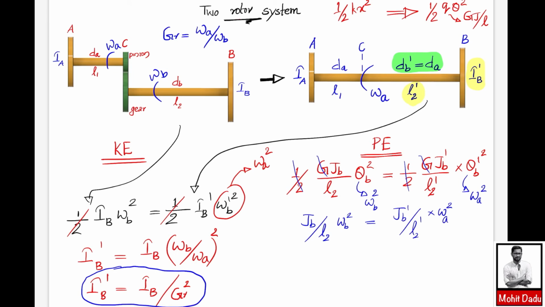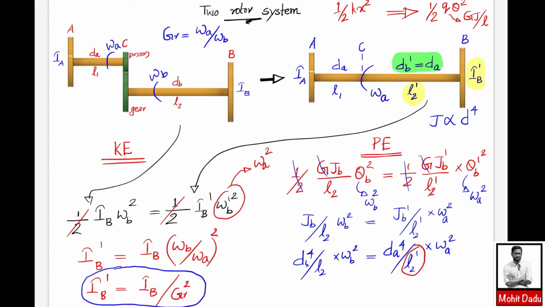And you are knowing that this J is actually pi d raised to 4 by 32. So J is directly proportional to the diameter raised to 4. So this J_B will be becoming d_B raised to 4 divided by L2 into omega_B square, is equal to J_B dash, which will be becoming d_B dash, but it is same in this system, d_B dash is equal to d_A. So you can write it as d_A raised to 4 divided by L2 dash into omega_A square.